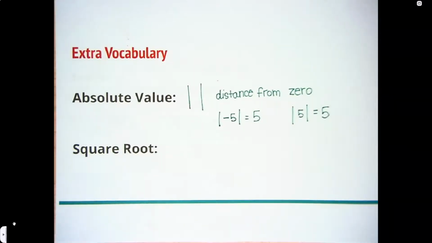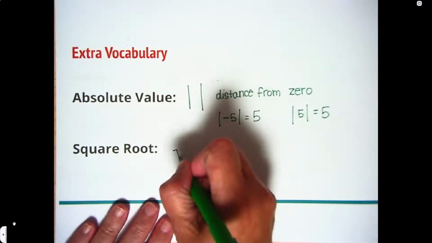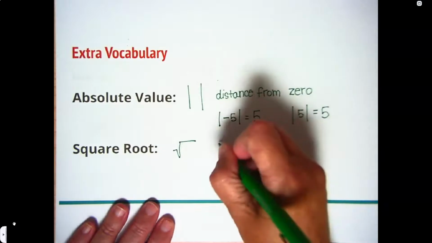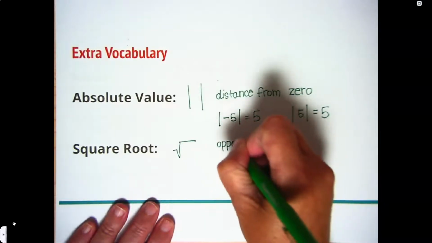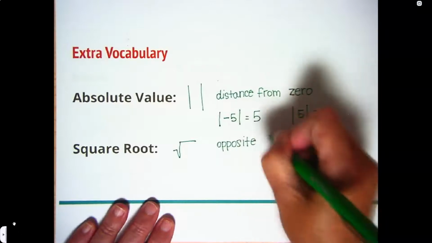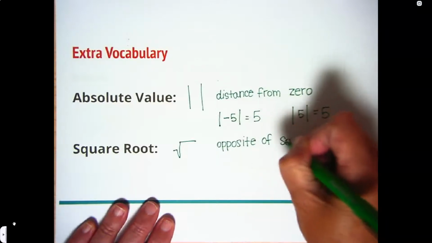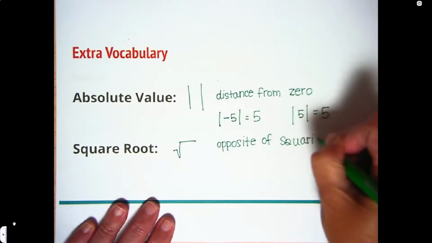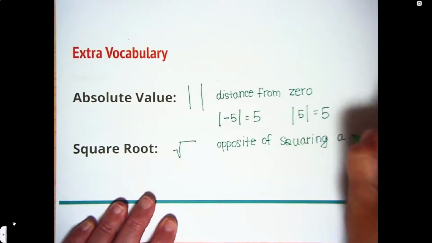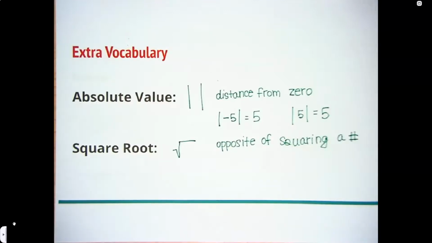So you may remember absolute value takes negative numbers and turns them into positives. And it takes positive numbers and leaves them positive. And the reason it does that is because it's a distance. We're talking about how far something is from 0. And distances just aren't negative. Now, a square root, which is that symbol, you all will remember is the opposite of squaring a number.